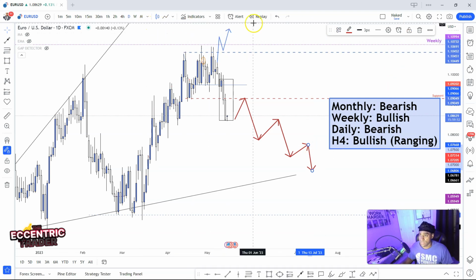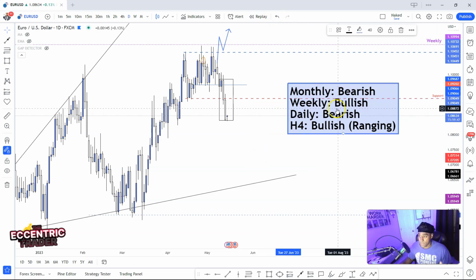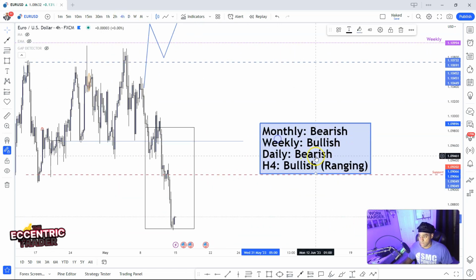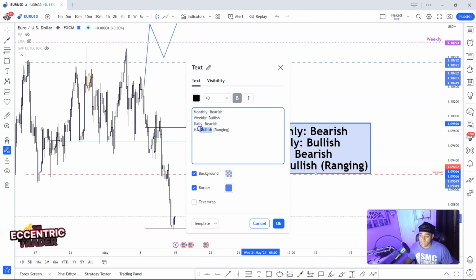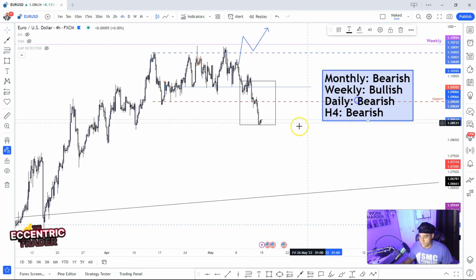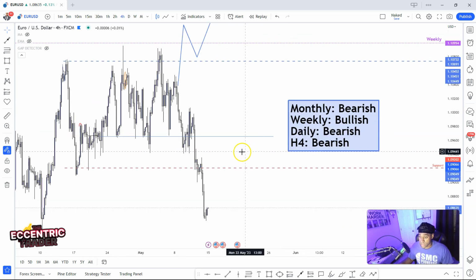8 minutes. All right. So daily time frame bearish. That means 9 times out of 10, H4 is gonna be bearish, right? Yep. Clearly bearish. Because if it happened on the daily, it had to happen on H4 before it got to the daily. And I'm not gonna put ranging no more. But yeah, pretty clean.